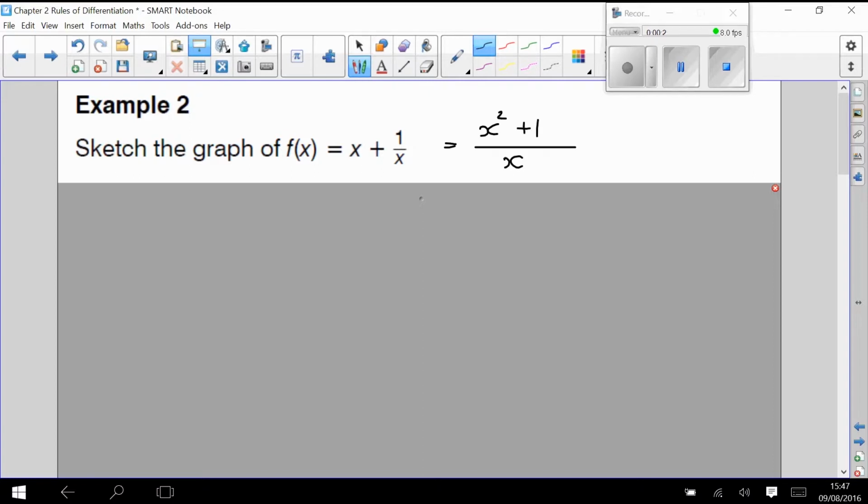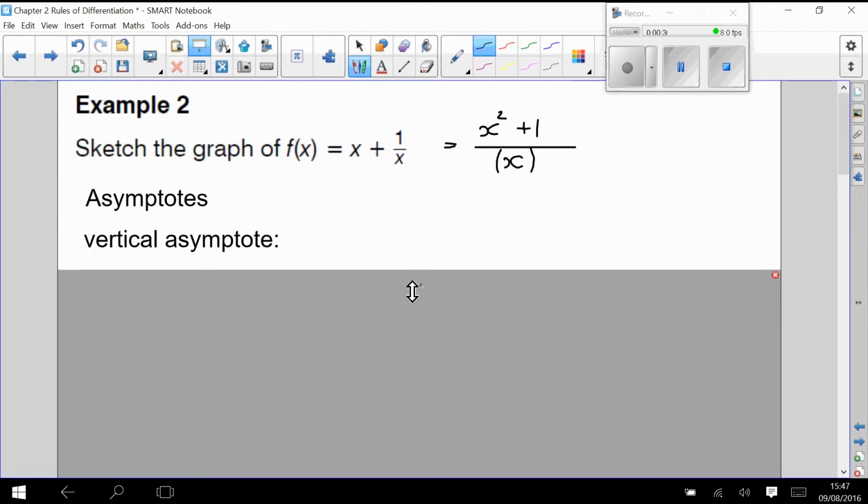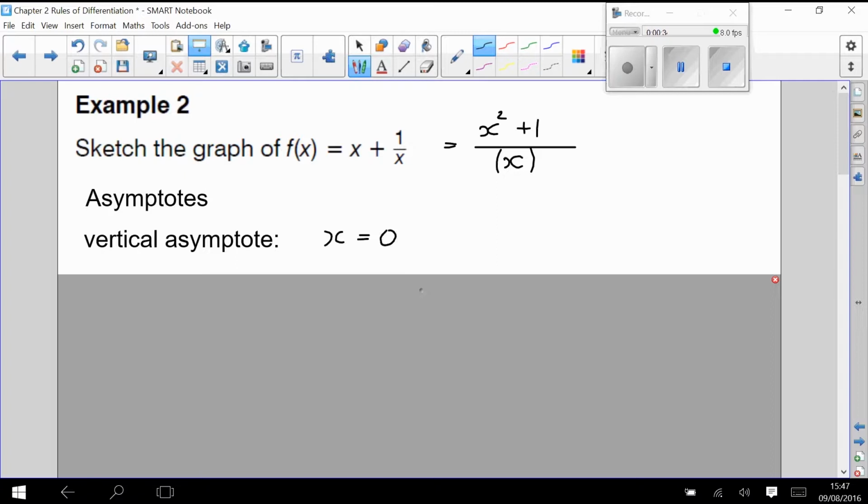From this, I can straight away see that there must be a vertical asymptote because x may not be equal to 0. So the vertical asymptote that I'm going to find is when x is equal to 0. The next thing I'm going to notice is that my function is an improper function, because the degree of x is greater in the numerator than in the denominator. In other words, I must be able to find an oblique asymptote, and I'm going to do this using long division.